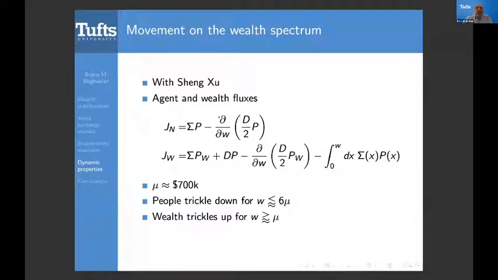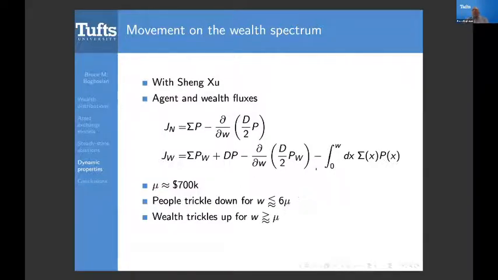Finally, you can look at movement on the wealth spectrum. You can look at wealth flux and agent flux. And once you have a time-dependent solution, you can back those out. Now, the mean wealth in the US today is about 700K. If that sounds high, you're forgetting the difference between mean and median. Median wealth is well under $100,000 for a household, but mean wealth is 700K.